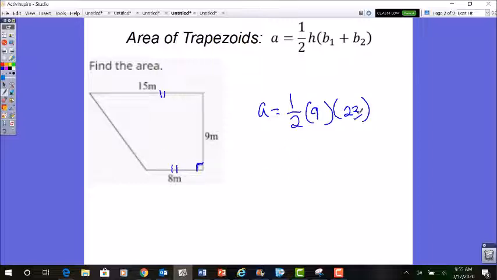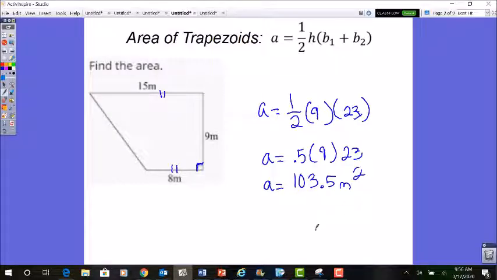So now you can use your calculator just like we've been talking about. You're going to multiply 1/2 times 9 times 23. Just as a reminder, if you want to use the decimal version of 1/2, you could also just do 0.5 times 9 times 23. Either way works and that's fine. So go ahead and multiply those out. Our area for this one should be 103.5 meters squared. Okay, let's go to our next example.